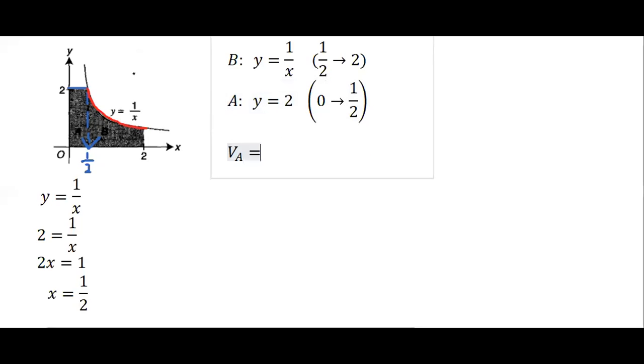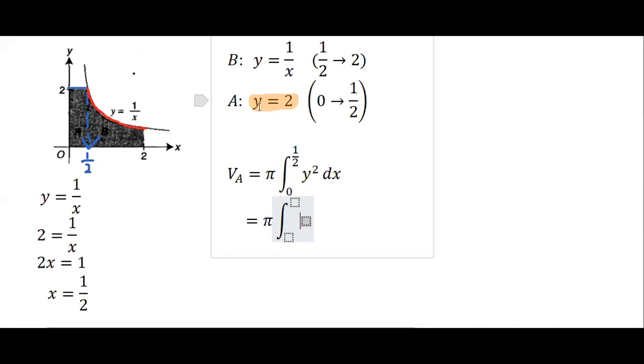Okay, volume A first lah. Volume A. This is pi what? Pi dx. Sebab dia paksi x, dx. So what should I put here? Inside should be what? Y square. Correct. Y square. Tapi A punya cuma bagi Y. So if Y is 2, what is Y square? Y is 2. Y square is 4. Correct. Pandai. 4. So I just need to put here y2, y square is 4 dx.